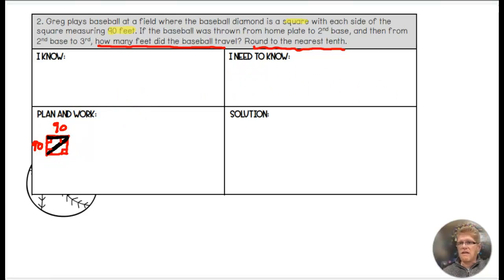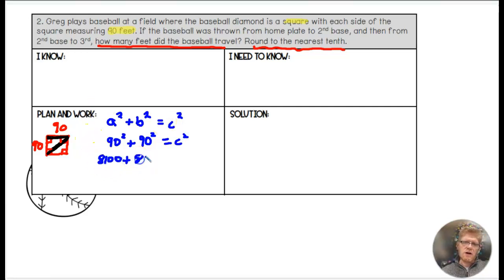Break out the trusty-dusty Pythagorean theorem. a squared plus b squared is equal to c squared. Well, a squared is 90 squared, and b squared is 90 squared. What is c squared? We'll punch it into our calculator. What is 90 squared? 90 squared is 8,100. So I have 8,100 plus 8,100, and that's going to be equal to c squared. So 8,100 plus 8,100 is 16,200, which is equal to c squared.